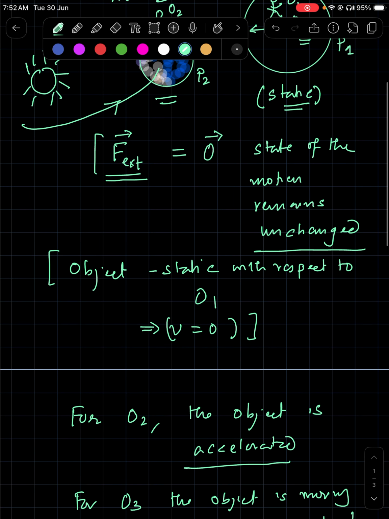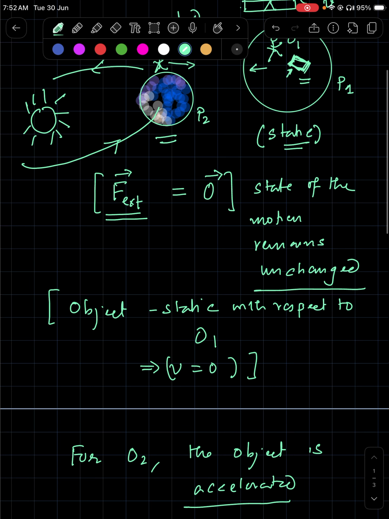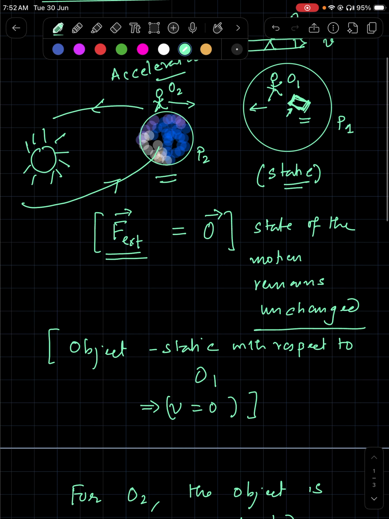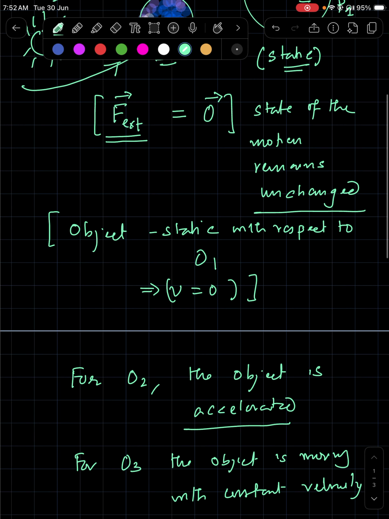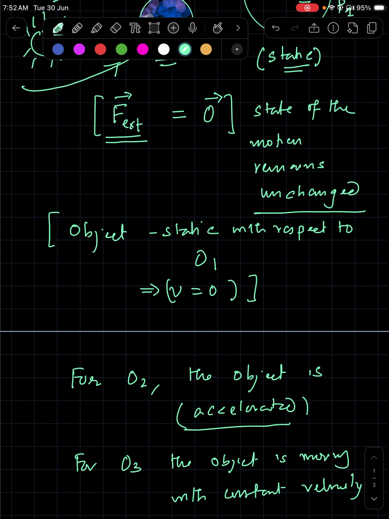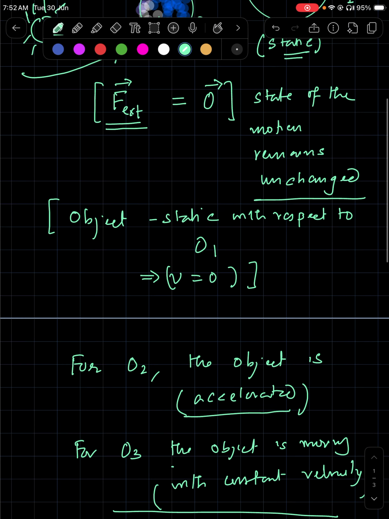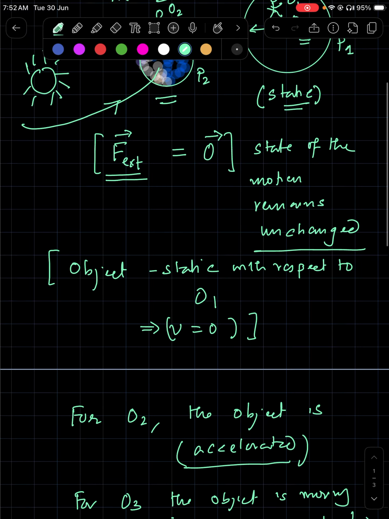Newton's law is telling us that if the external force is zero, the state of the motion is constant. For you, there is no external force, that's why the motion remains unchanged. But for the other two observers, for example O2, the object is itself accelerated, and for O3, the object is moving with a constant velocity. So who will decide what the state of the motion is?